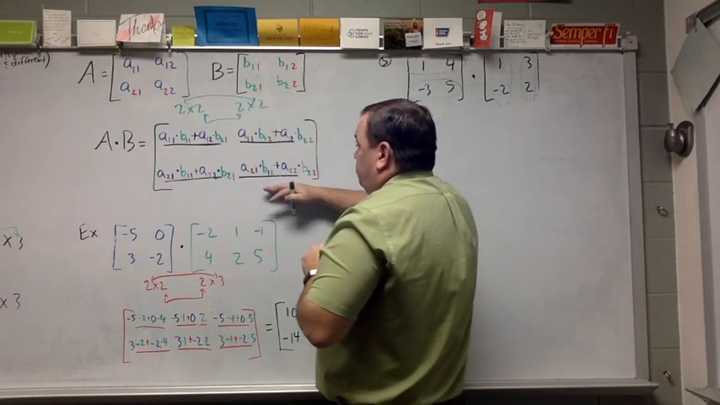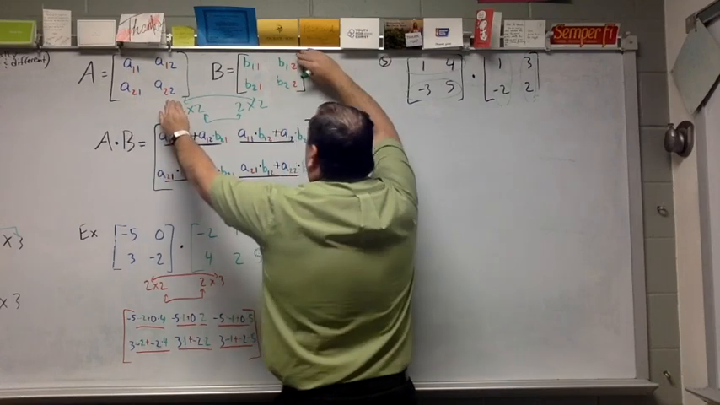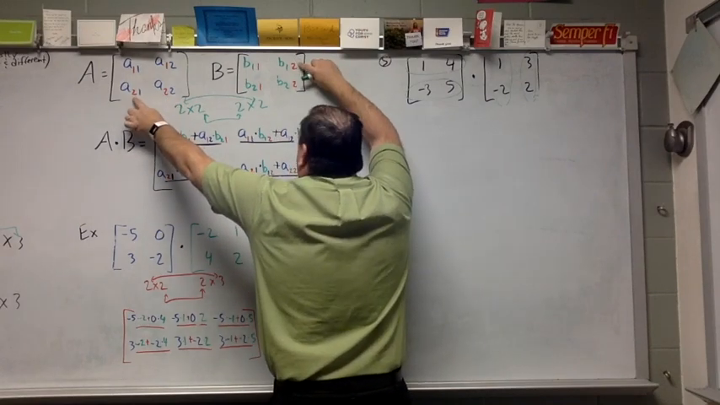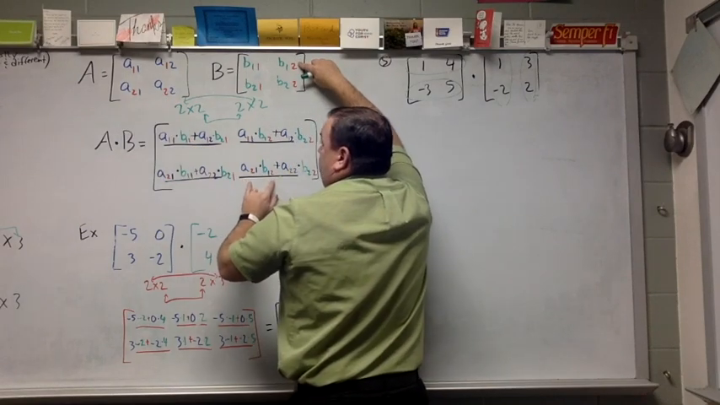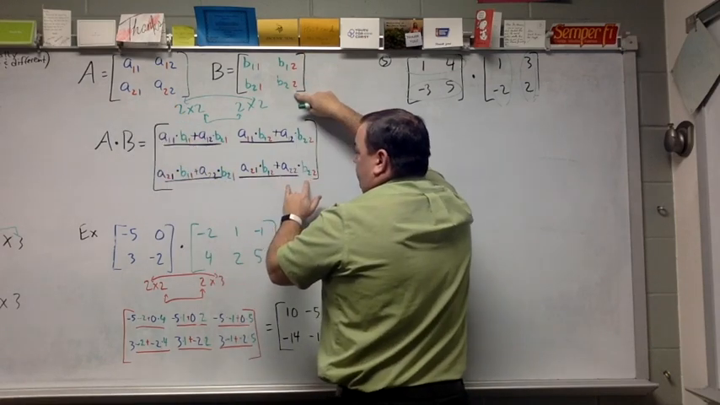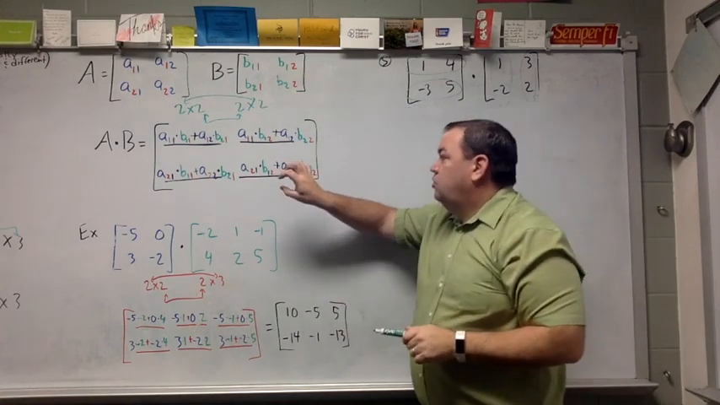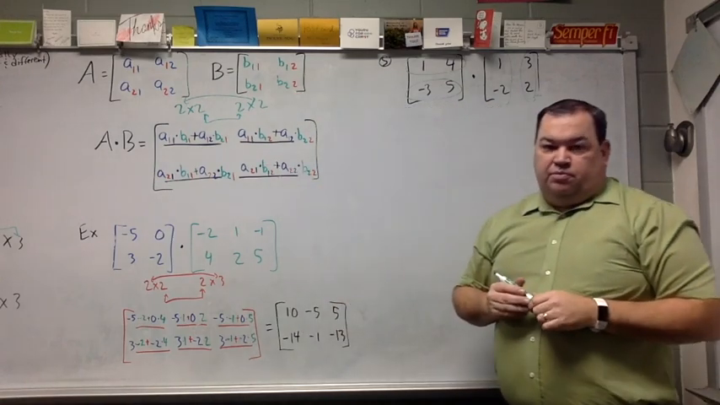This is in row 2, column 2. So I'm going to use row 2, column 2. I multiply the first elements right here, then I multiply the next elements right here, and I add those two things up. And that all goes into row 2, column 2.